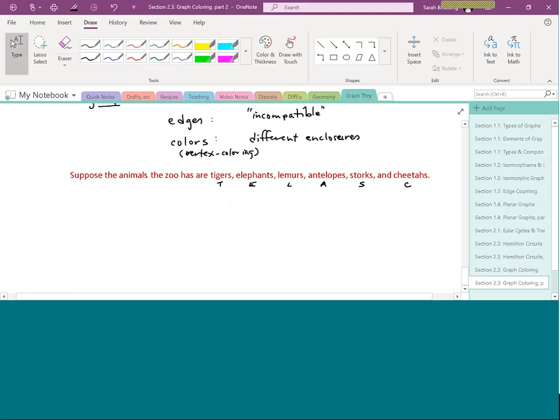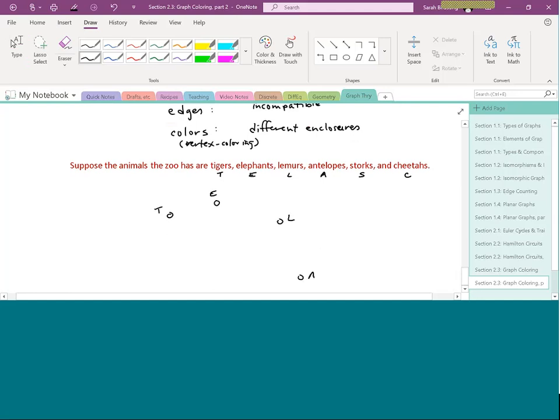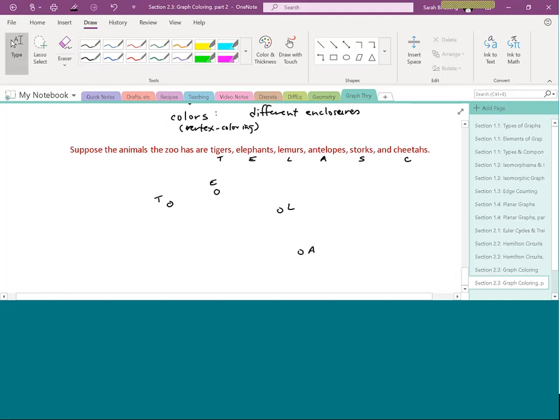Okay, the first thing we'll do is the vertices, and we'll go ahead and label them all with those letters. It doesn't matter where I put them. With graphs, you draw it slightly differently, it's just an isomorphic graph. So we've got T, we've got E for elephant, we've got L for lemur. Actually, let me put it in a rough circle. That's probably smart. A for antelope. And our edges are going to be who shouldn't be in the same pen with each other. S for stork. And C for cheetah. And I on purpose made each of those vertices open so we can color them.